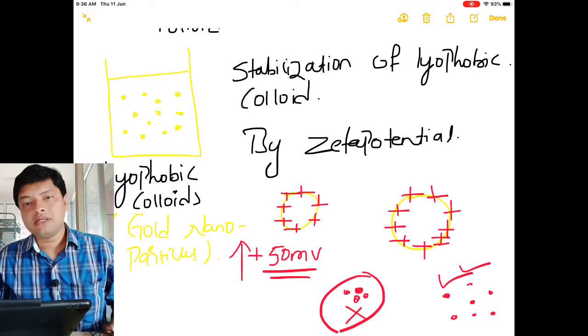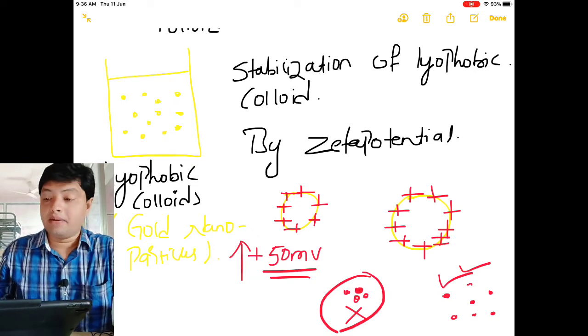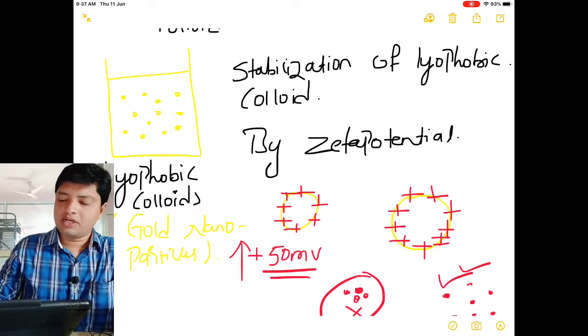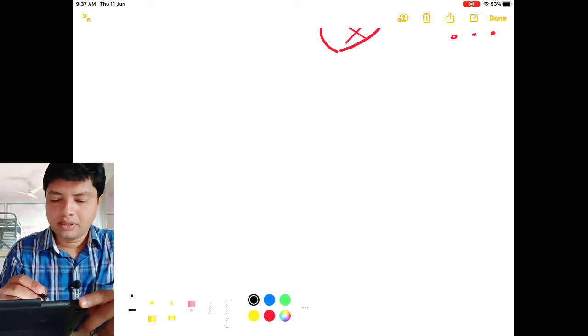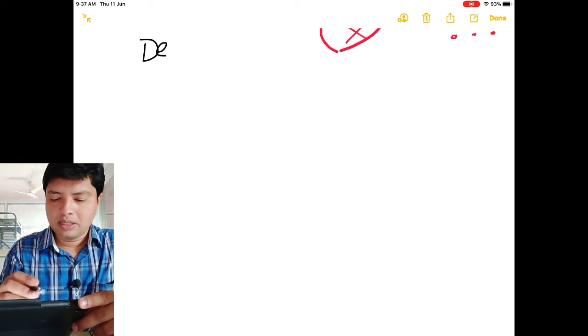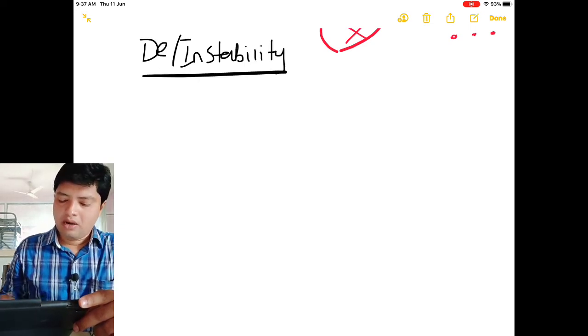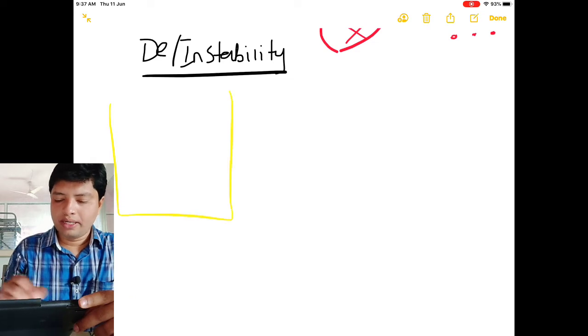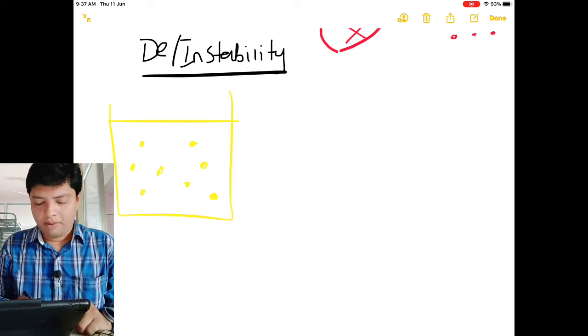Now, we will see what is the reason which makes these lyophobic colloids destabilized. What is the reason behind instability? Now again, assume that I have a gold colloid here. It is stabilized by zeta potential, and the zeta potential is very good, so no problem.